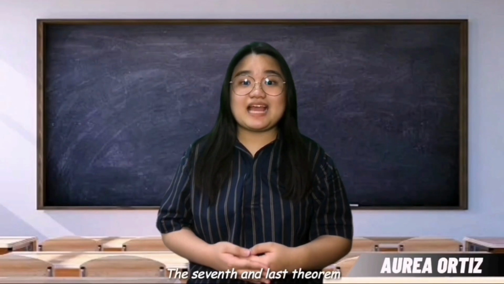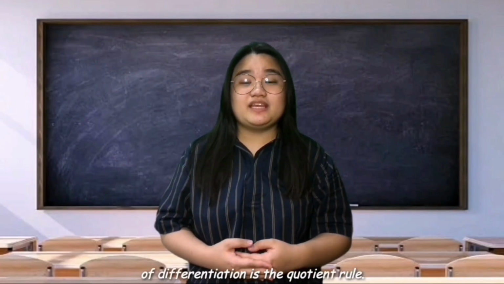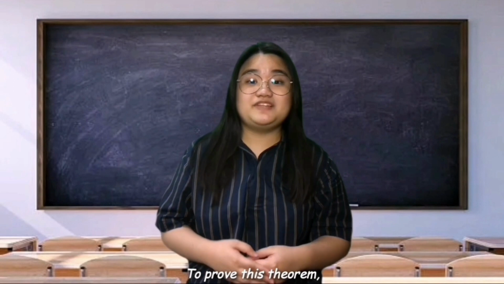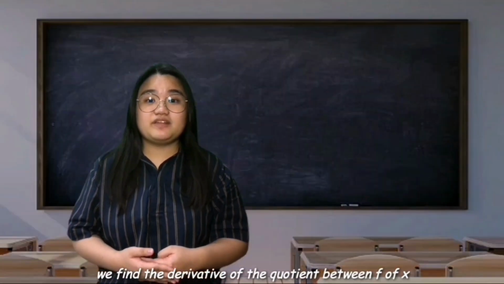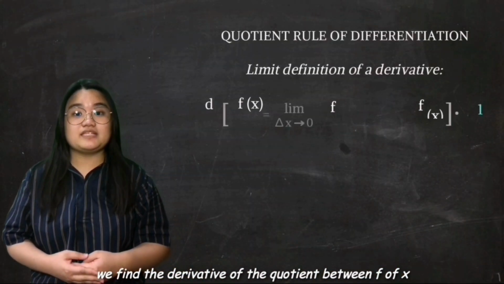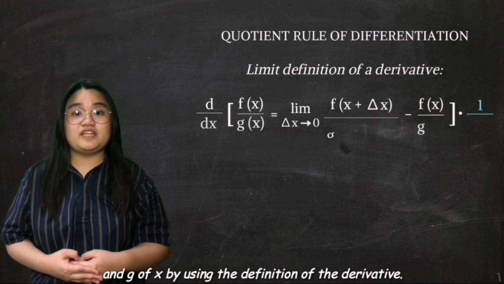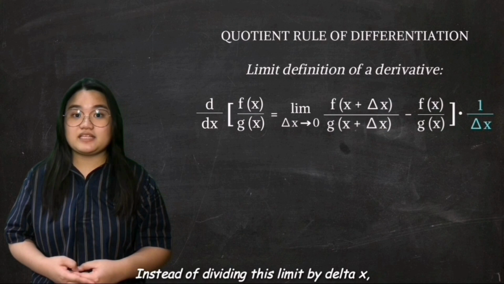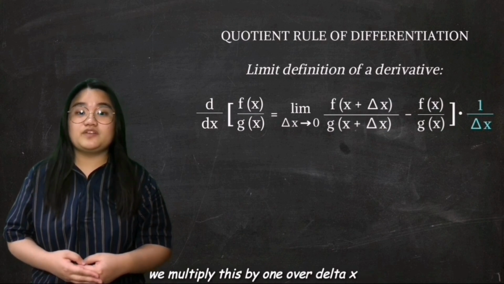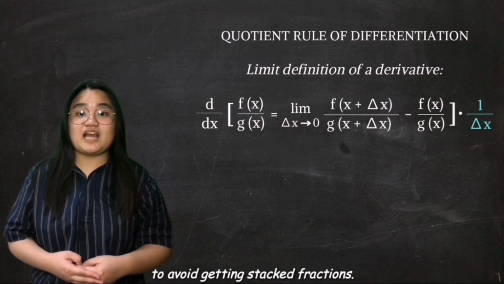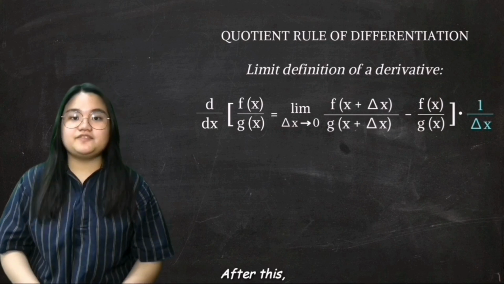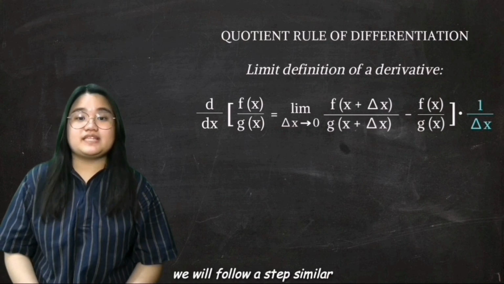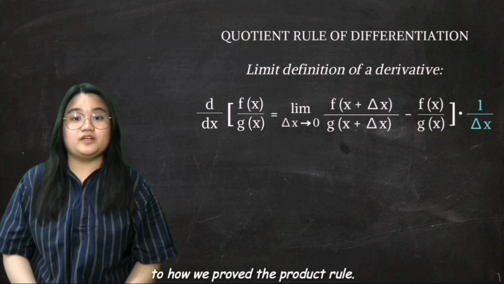The seventh and last theorem of differentiation is the quotient rule. To prove this theorem, we find the derivative of the quotient between f of x and g of x by using the definition of the derivative. Instead of dividing this limit by delta x, we multiply this by 1 over delta x to avoid getting stacked fractions. After this, we will follow a step similar to how we proved the product rule.